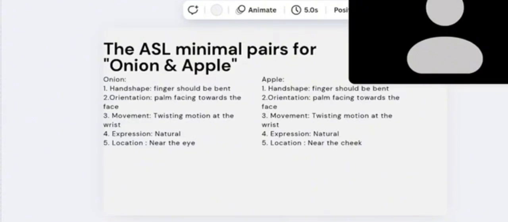However, for apple, the hand shape is the same as the hand shape we did for onion. The orientation is also the same. The movement is also the same. The facial expression is the same. But the different thing is the location of the hand. In onion, the location is right near the eye. But for signing the word apple, the location should be dragged down to the level of the cheek. So this is how we sign the word apple.